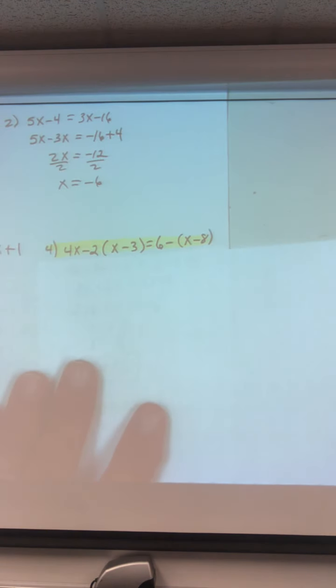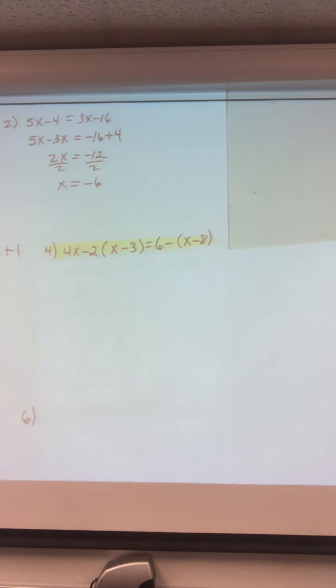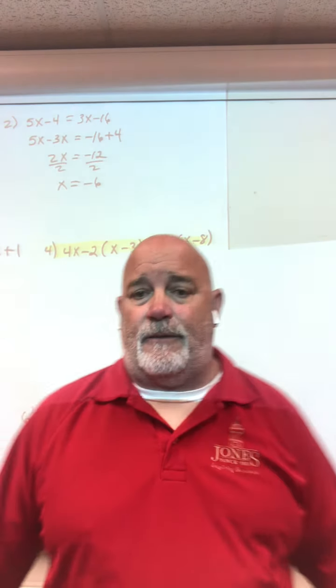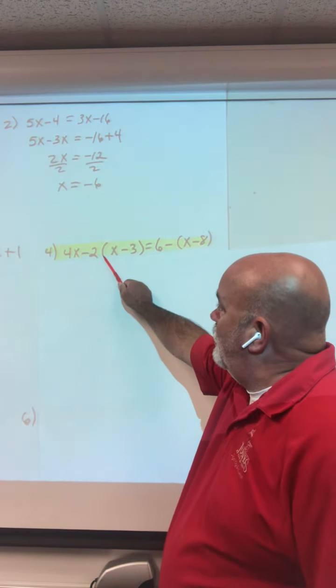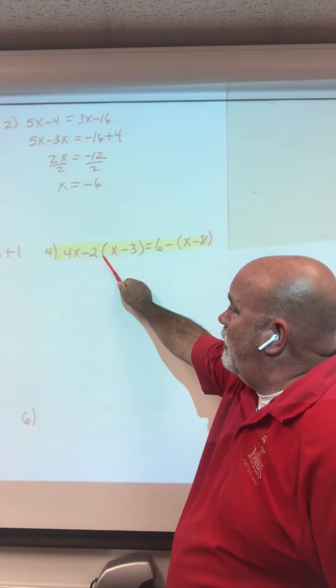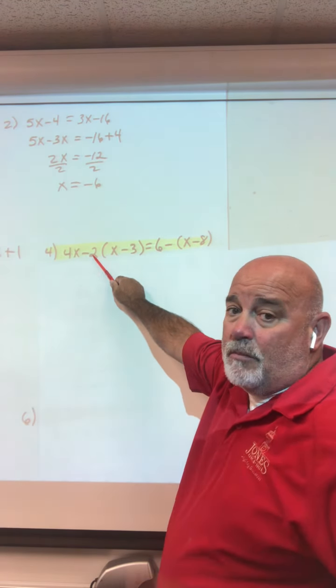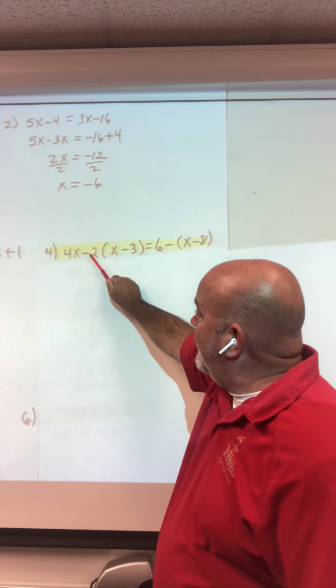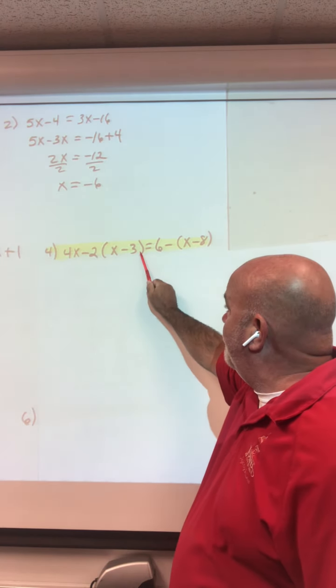4x minus 2 times x minus 3 equals 6 minus x minus 8. Okay, I have a grouping symbol. What's in front of this grouping symbol? A 2. More specifically, negative 2 times what's in here.